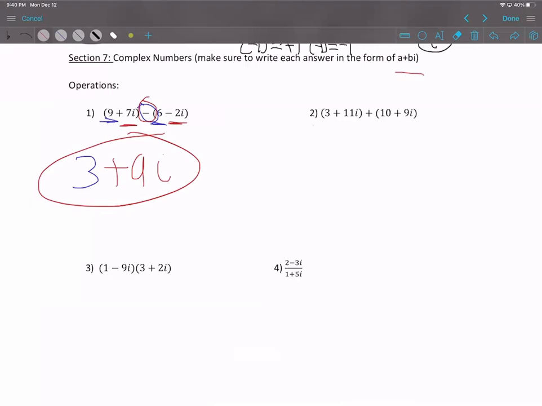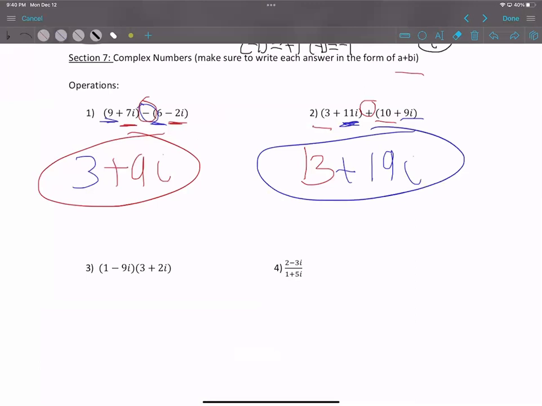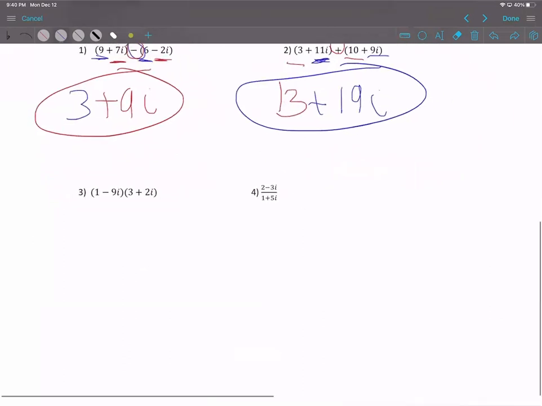Same idea with the next one. Just start with your real number part. 3 plus 10 would be 13. And then do your imaginary number part. 11 plus 9 would be 19i. So adding and subtracting complex numbers really aren't that bad. Just basically treat it like you're combining like terms, like combining x's and constants, and you'll be in good shape. Next, we're going to look at multiplication.